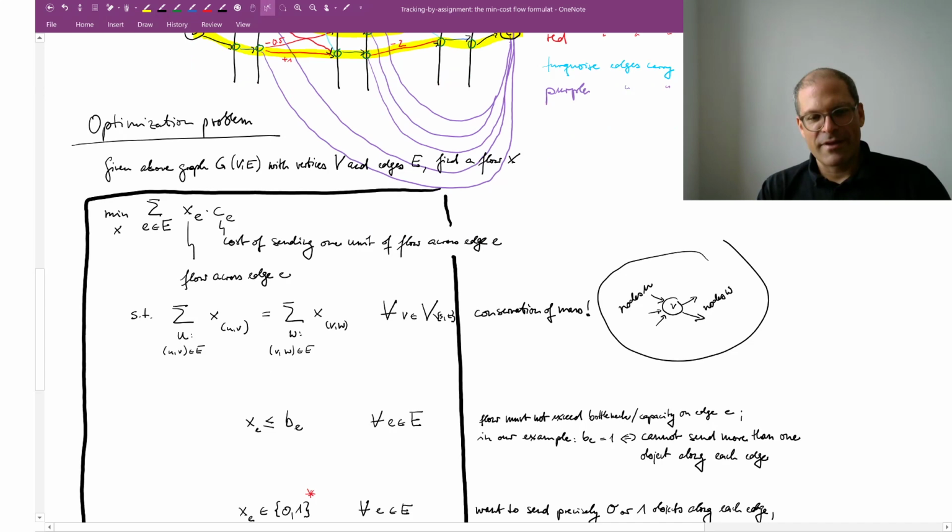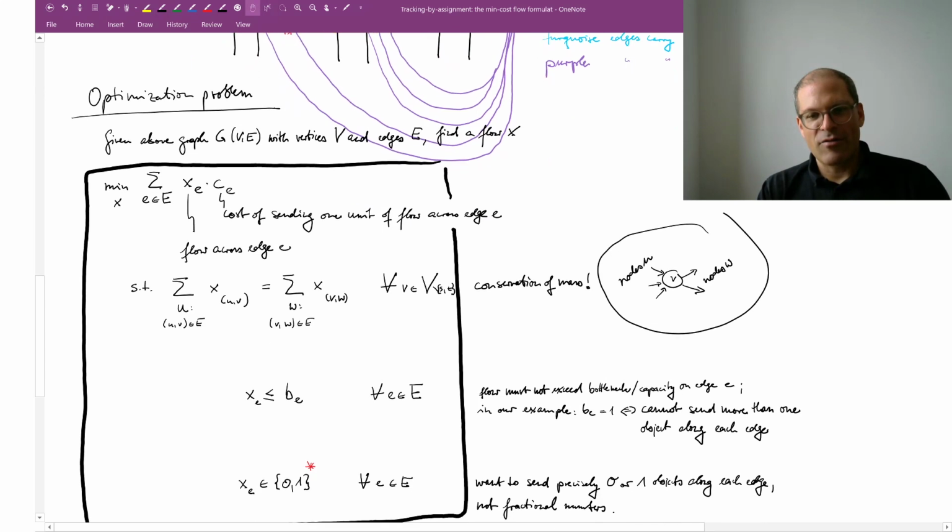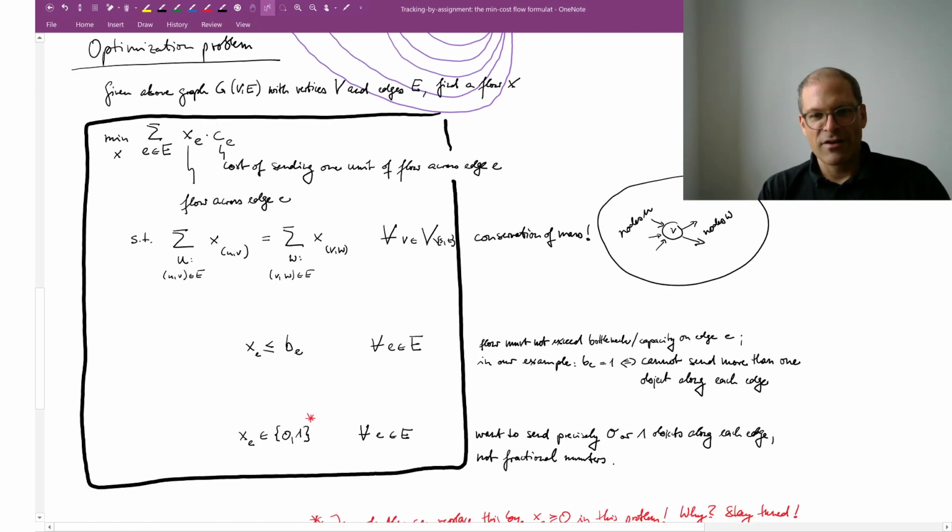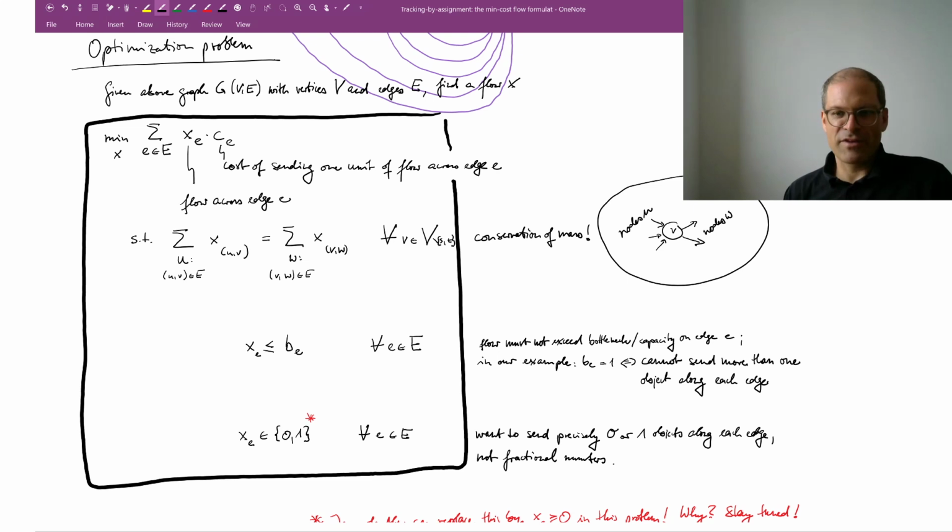Then I want to be able to say that for a particular edge E, the flow should not exceed a certain upper limit, which I've called here BE, the bottleneck associated with edge E. And in the example I gave, this limit was 1, so that one cannot send more than one object along each edge.